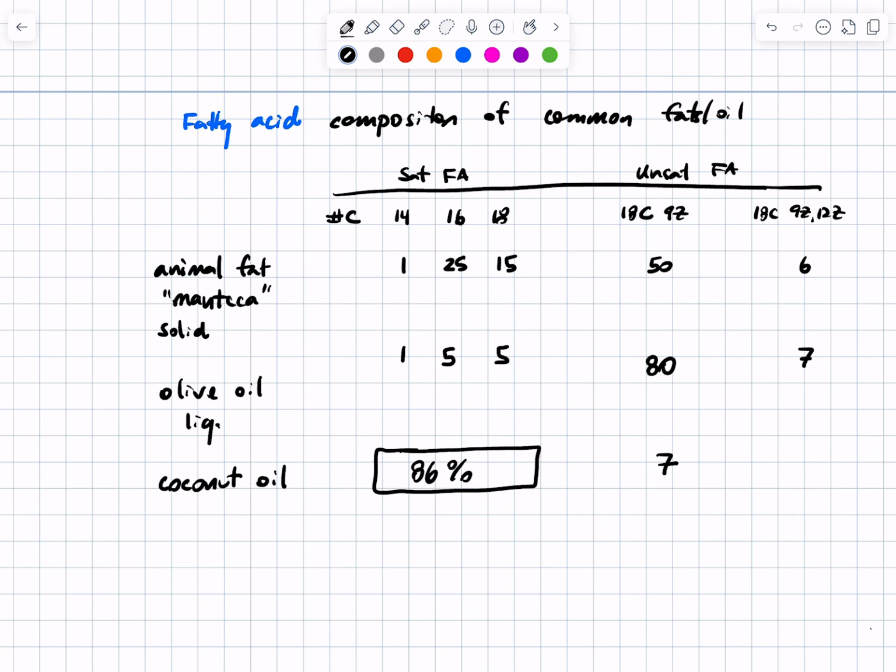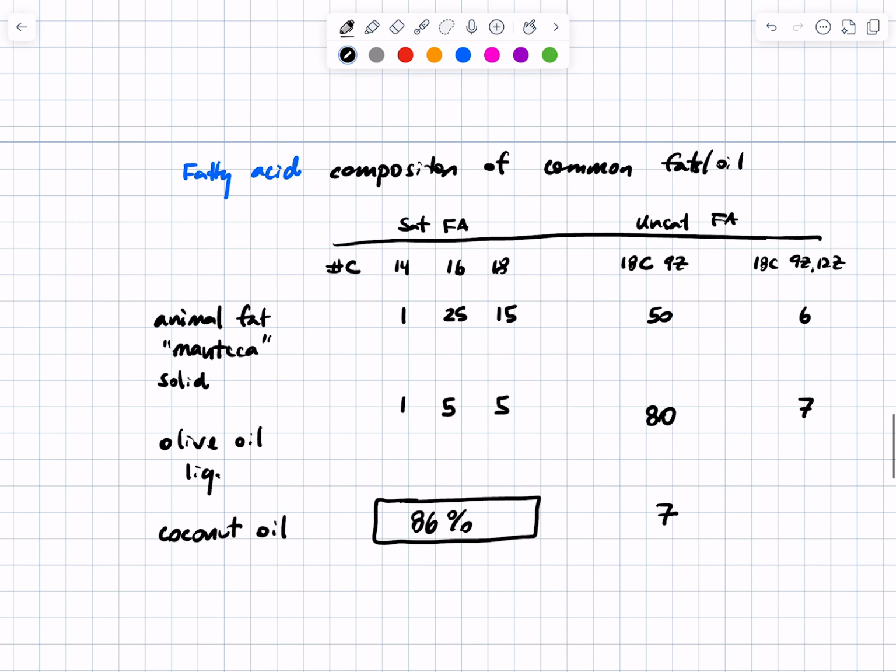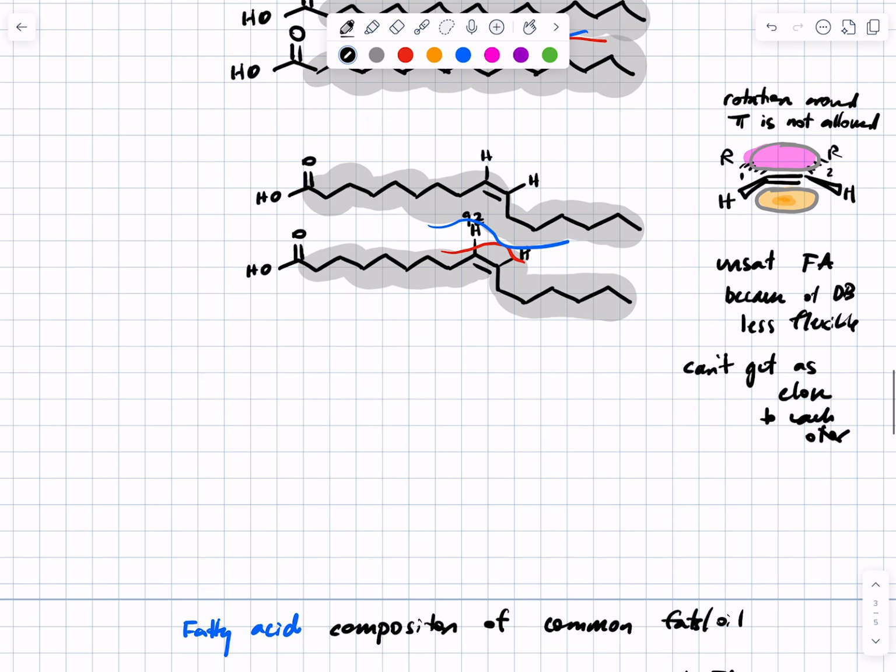Right, and the concept of oil rancidity allows you to understand why you can read on some food labels the words hydrogenated. You ever seen that before? Sometimes it's partially hydrogenated soybean oil or hydrogenated soybean oil.